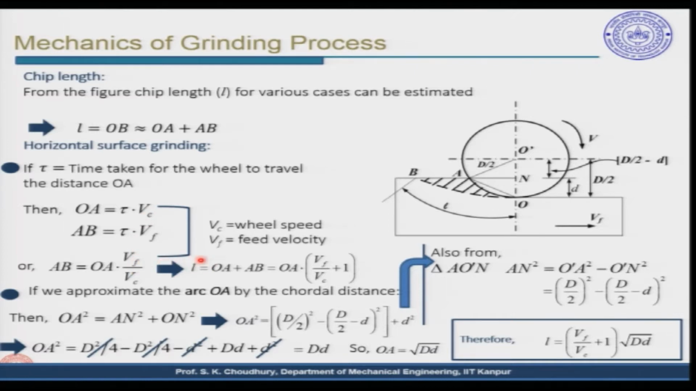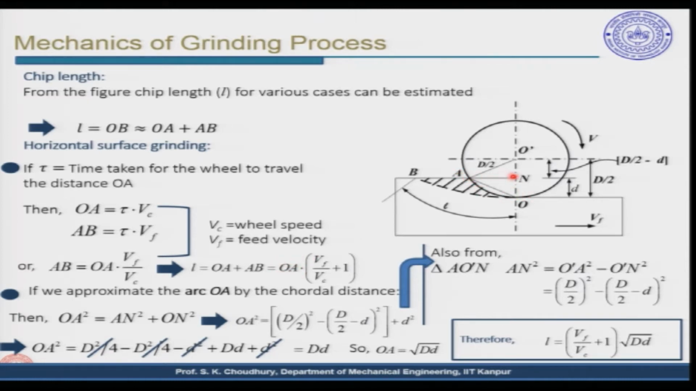Therefore, the chip length, which can be said to be OB, is equal to OA plus AB. And OA plus AB we will write as OA into Vf divided by Vc. So, the length of the chip will be OA into Vf by Vc plus 1. Now, that OA has to be found out.